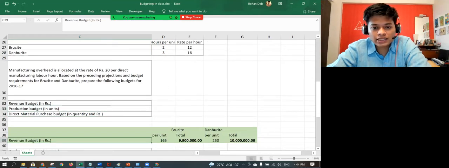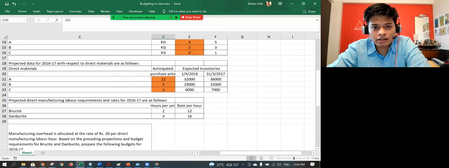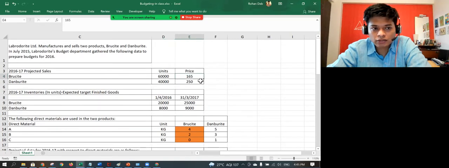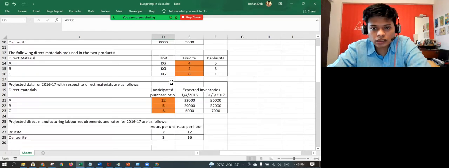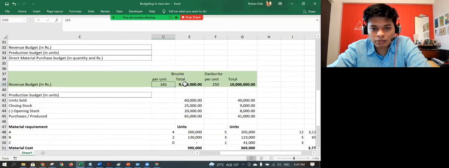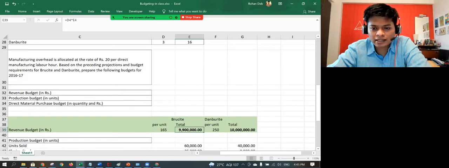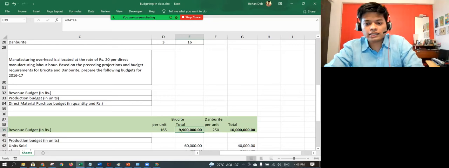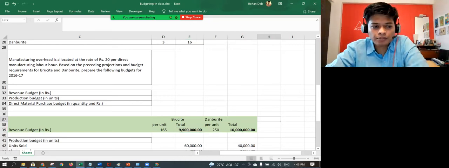So for the revenue budget, it's very easy. It says over here that the price of the unit is 165 into the number of units, and it's 250 into the number of units. So this is very simple. This one into the number of units gives me this and this. Okay, so that's my revenue budget. You can add another column for the total of both. That would come to I think 19 million something.